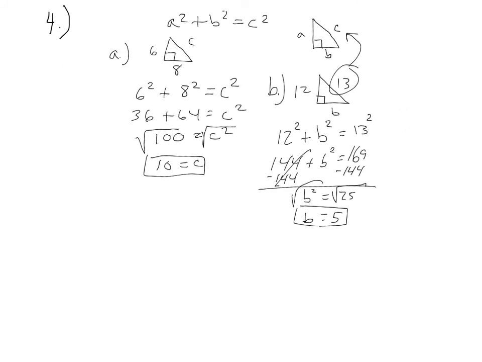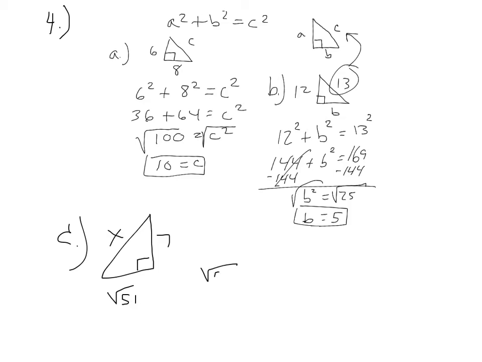Let's look at C for number 4. Here's a triangle. There was supposed to be a little mark in it to tell you that it's a right triangle. You've got the legs measuring 7 and the square root of 51, so just over 7 it looks like. And the hypotenuse is unlabeled.